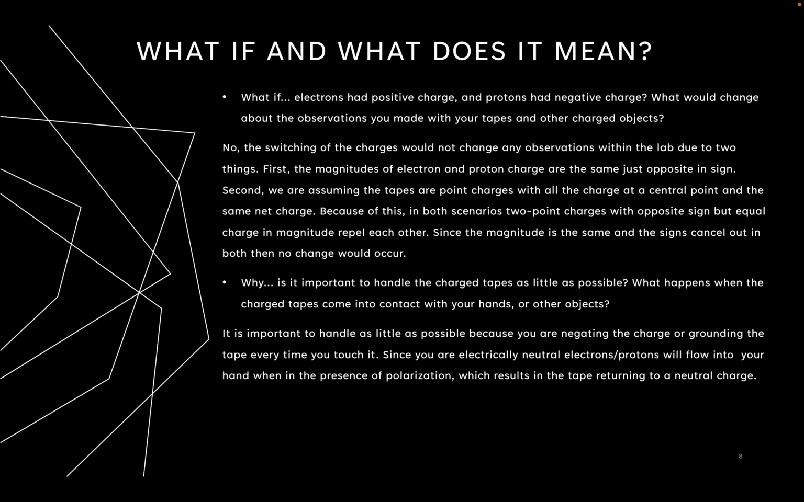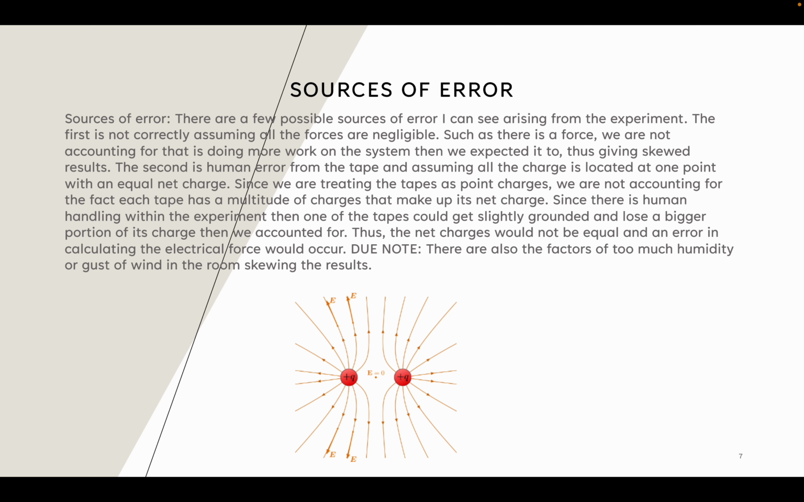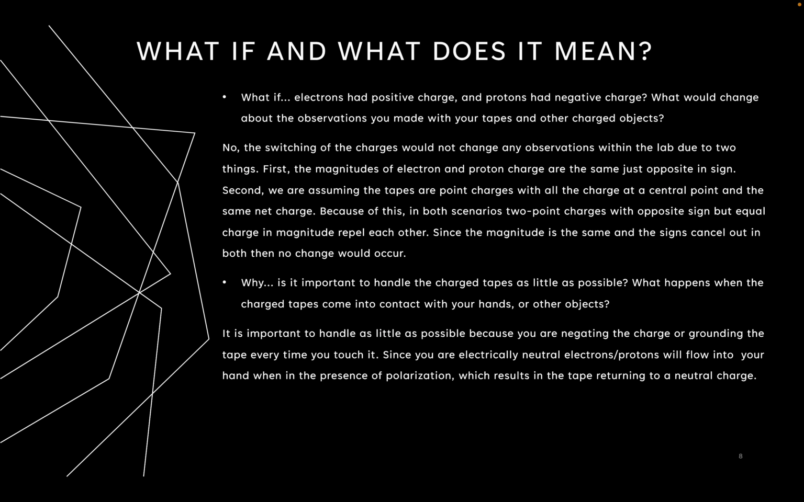And then why is it important to hold the charged tape as low as possible? I kind of went over this in my last sources of error slide, but essentially you could mess up the polarization or field by grounding the charge from the tape. Since you are electrically neutral, these charges could flow into you, making the tape neutral, which could then ruin the experiment.